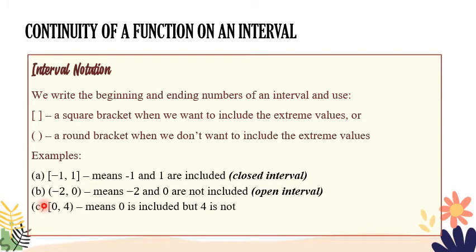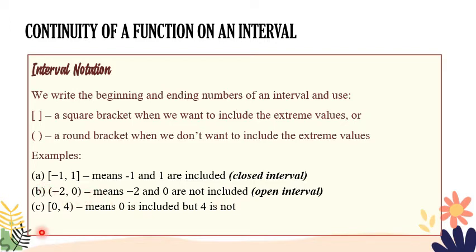For letter B, we have an open interval because we have used round brackets. So we have the open interval from -2 to 0, which means -2 and 0 are not included. Okay? Because again, this is an open interval.